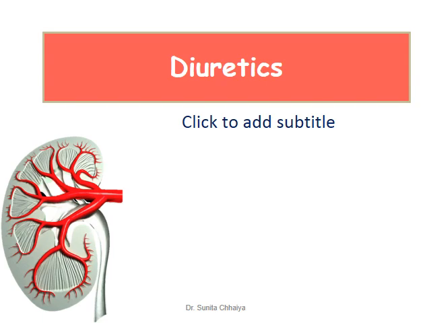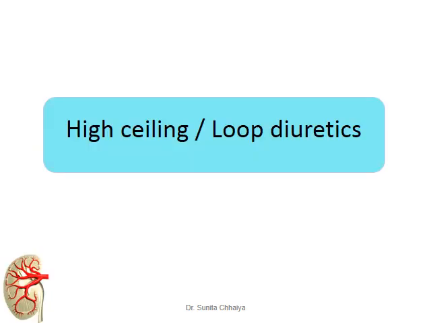Hello all. In this session we can start with the high ceiling diuretics. Furosemide is a prototype of high ceiling diuretic. They are more powerful diuretics compared to other diuretics. They alone can excrete sodium ion up to 20%.